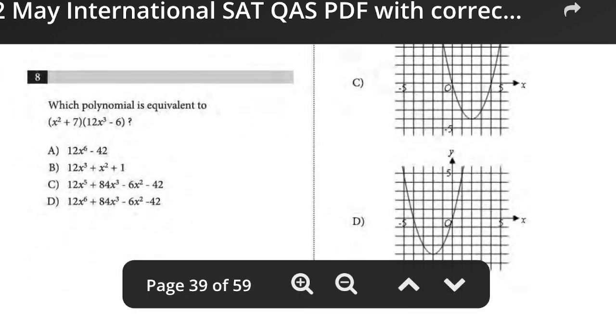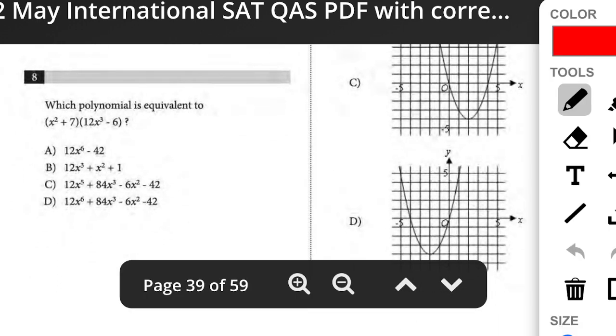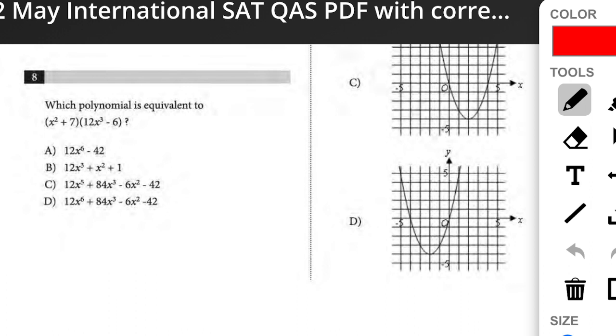Which polynomial is equivalent to this? Let's see here. I guess the best thing would be to just factor it out. It doesn't matter which way you go. I'll do the x squared first. The biggest exponential term is going to be 12x, and if it's 2 and 3, you don't multiply, you add the exponents: 12x to the power of 5. Only option C has 12x to the power of 5, so the answer is C.